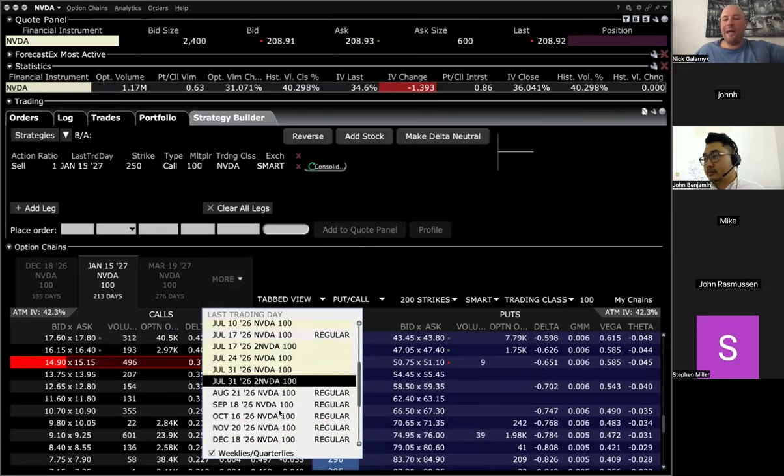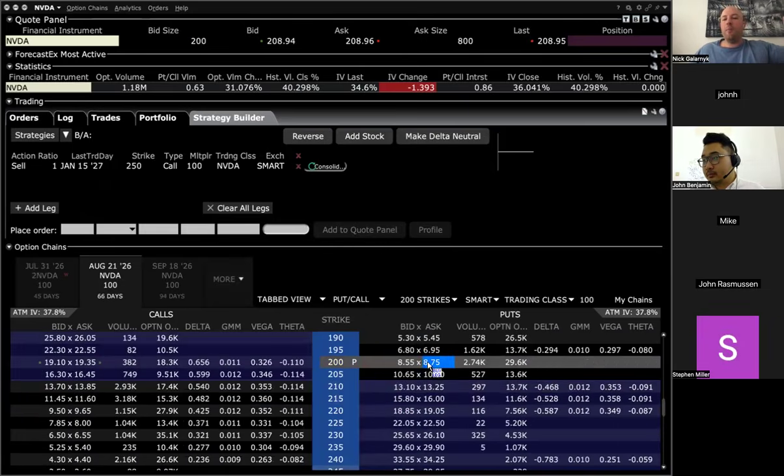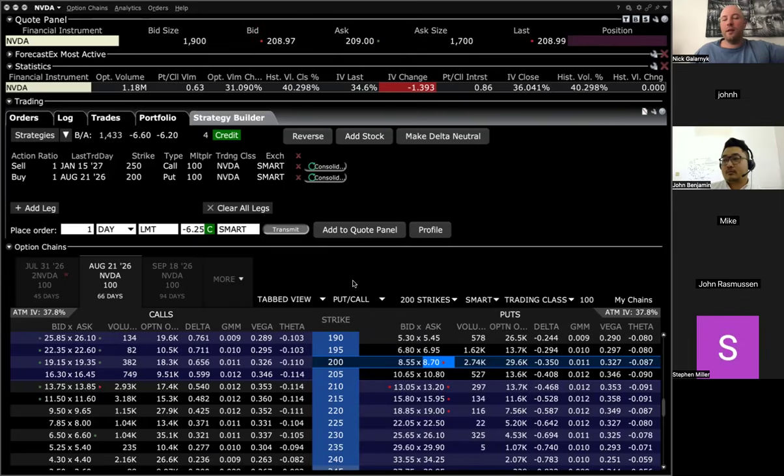Let's say, for example, you want to hedge yourself through August, right? So you go to August, you're like, you know what? I'll buy the $200 put option here for $8 and change. And because you pulled in premium on the January contract, you're now hedged into August, not beyond that. You're capping your gains into August as well, but you have a credit here of roughly $6.